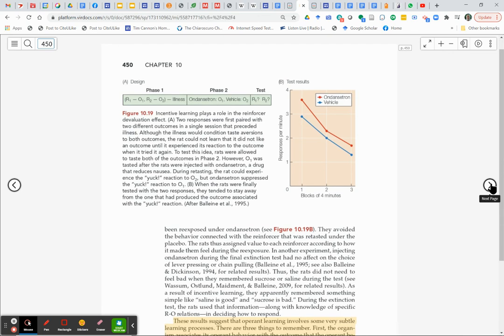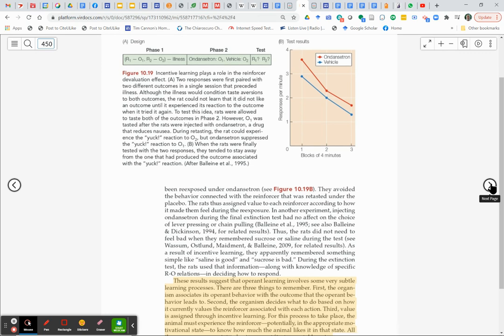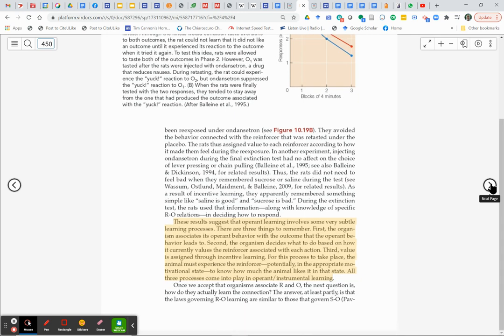This is using a drug that reduces nausea. During retasting, the rat could experience the yuck reaction, but the drug suppressed the drug reaction. They tended to stay away from the one that produced the outcome associated with yuck. But again, they have to learn that the drug does something. Simply taking the drug doesn't do it.